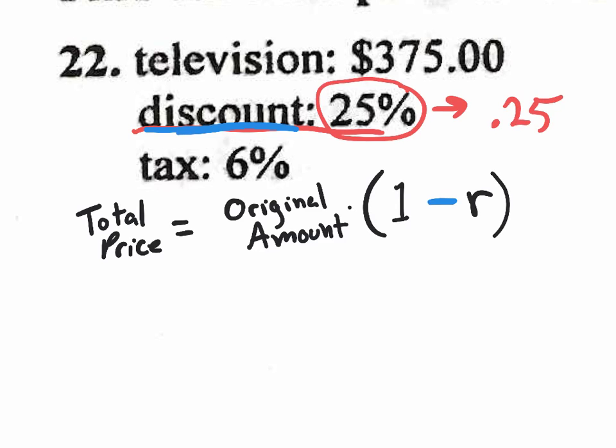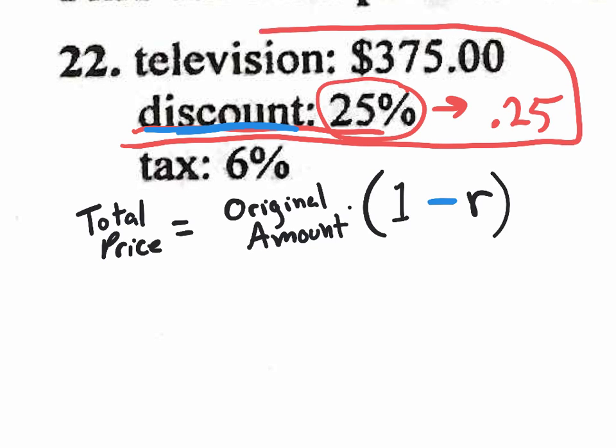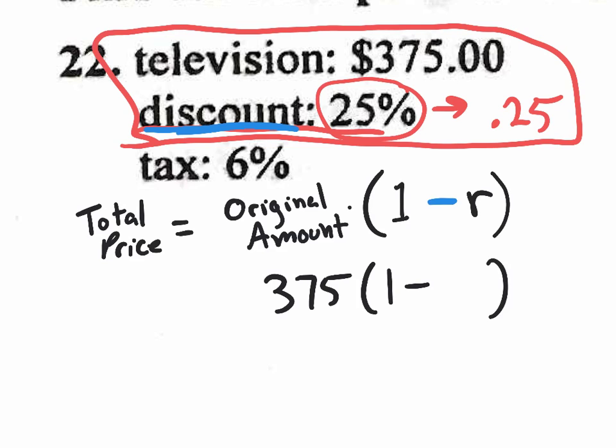0.25, that's right. Okay, so let's plug in all that we have so far for this first part of the problem. First of all, calculating the discount. Then after we calculate the discount, we can worry about calculating the taxes. So the original amount is 375, parenthesis, 1 minus 0.25. On your calculator, you're just going to do 375 times 0.75. And that will give you the 25% discount.